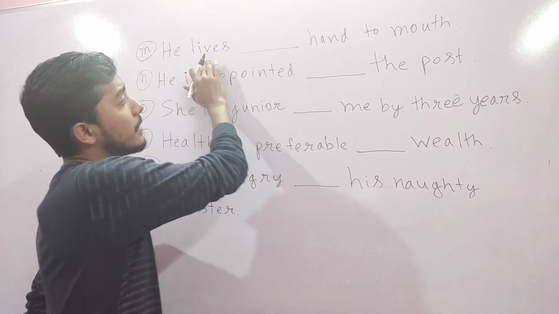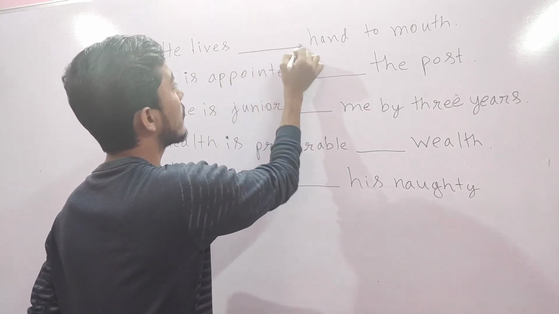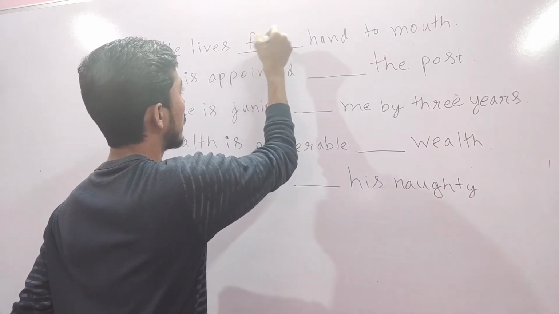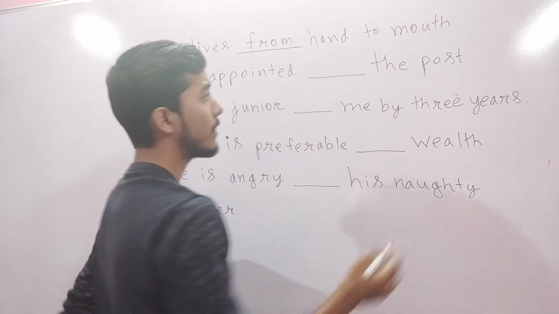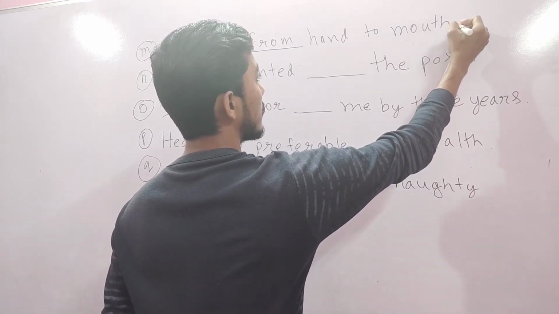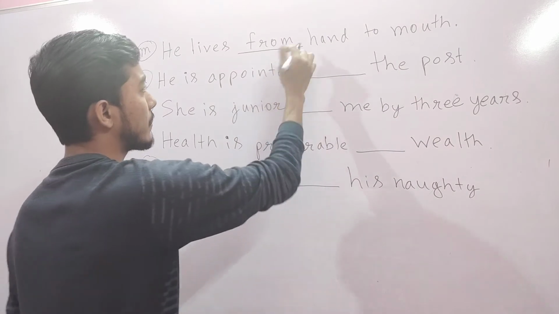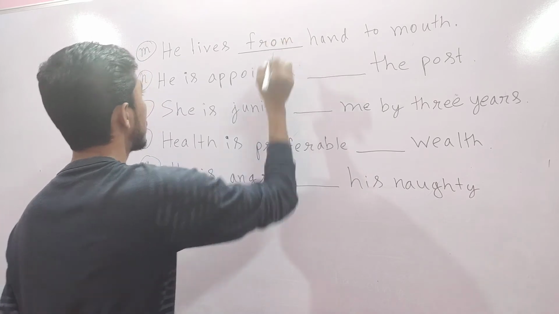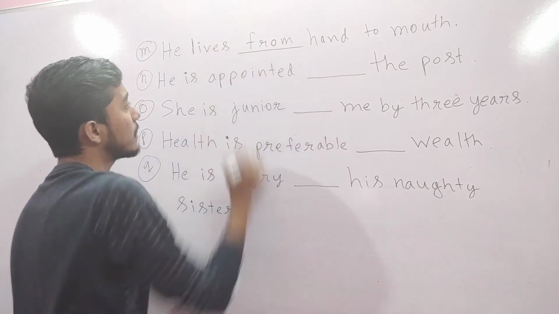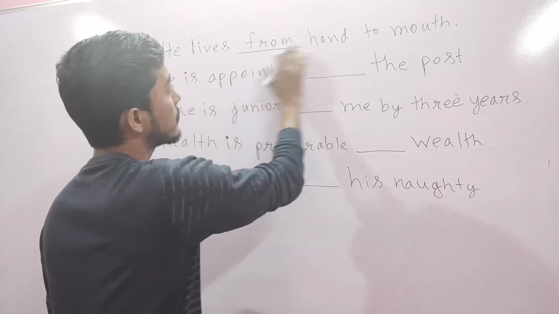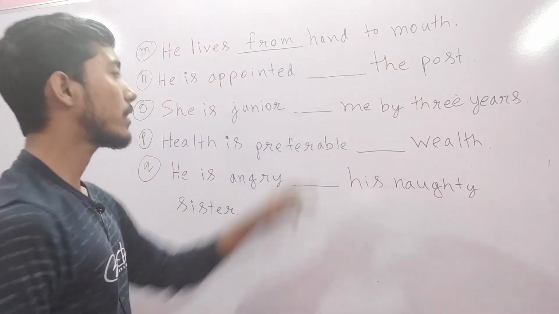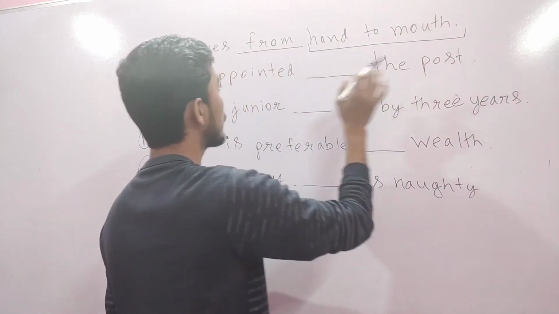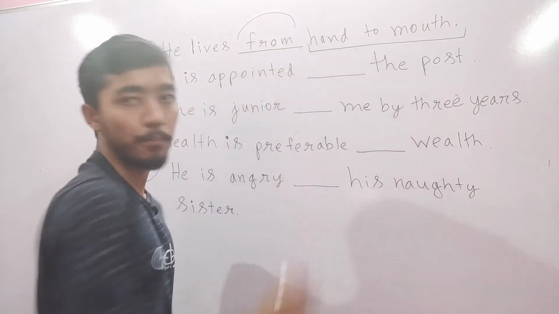Now, he lives dash hand to mouth. He lives from hand to mouth. That is, he barely survives with the earning he gets. He lives from hand to mouth. So whenever we get the words hand to mouth, we must write from.